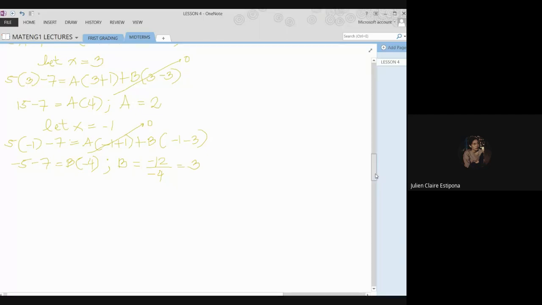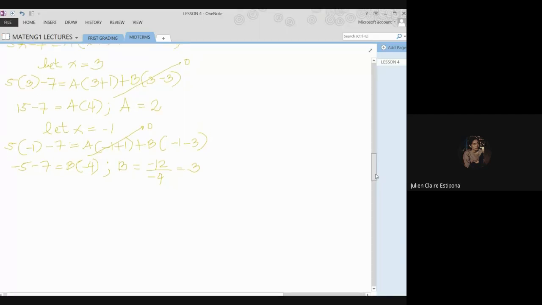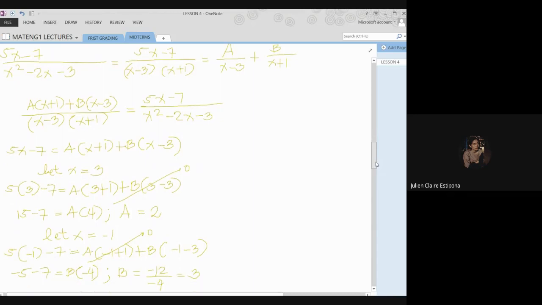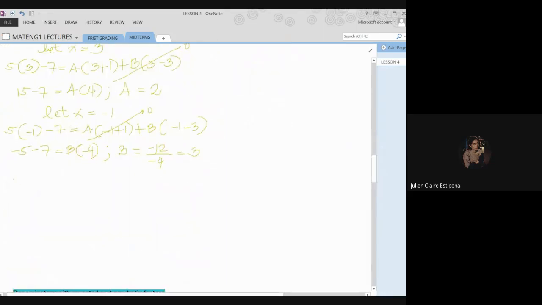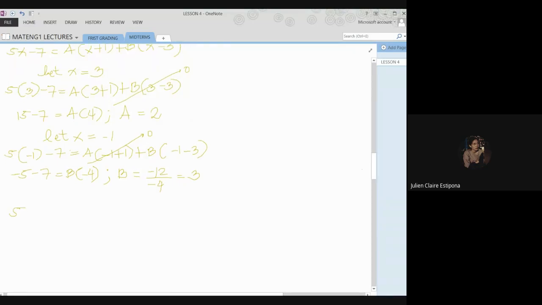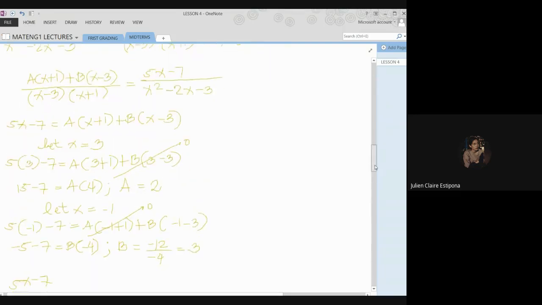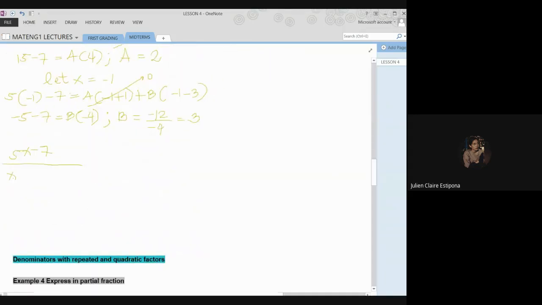So if we are going to substitute the value of A and B, we get the partial fraction for that one. So if we are going to copy that, sige, let's rewrite here. That is 5x minus 7 all over x squared minus 2x minus 3. So the partial fraction for that one is 2 and the value that is 3.